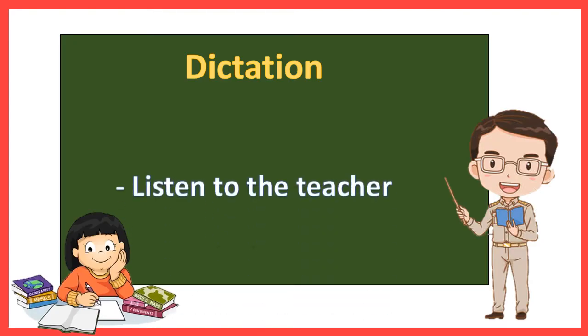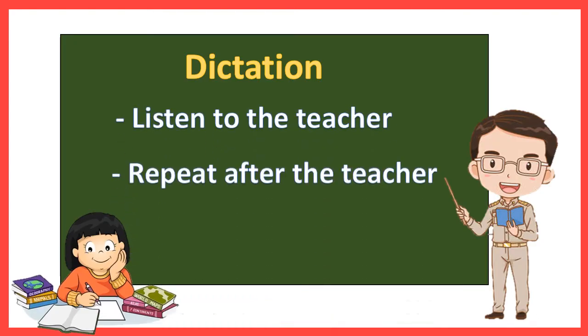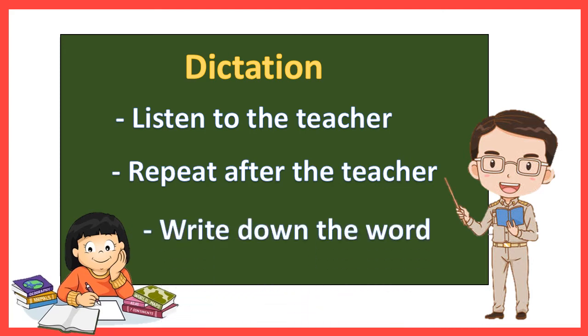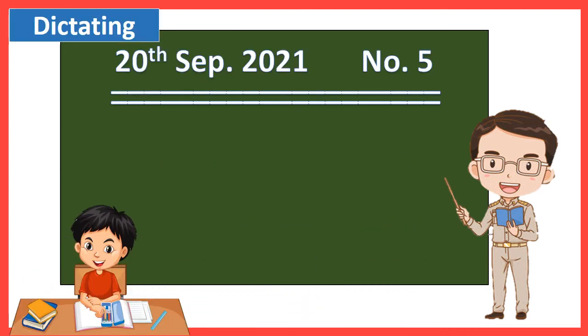At this point, we are going to have our dictation. There are 3 rules for dictation. Alright, kids, please take out your notebook and your pencil. Write down the date of today and number 5. Next, underline 2 lines. After that, write the numbers 1, 2, and 3. Now let's begin the dictation with number 1.